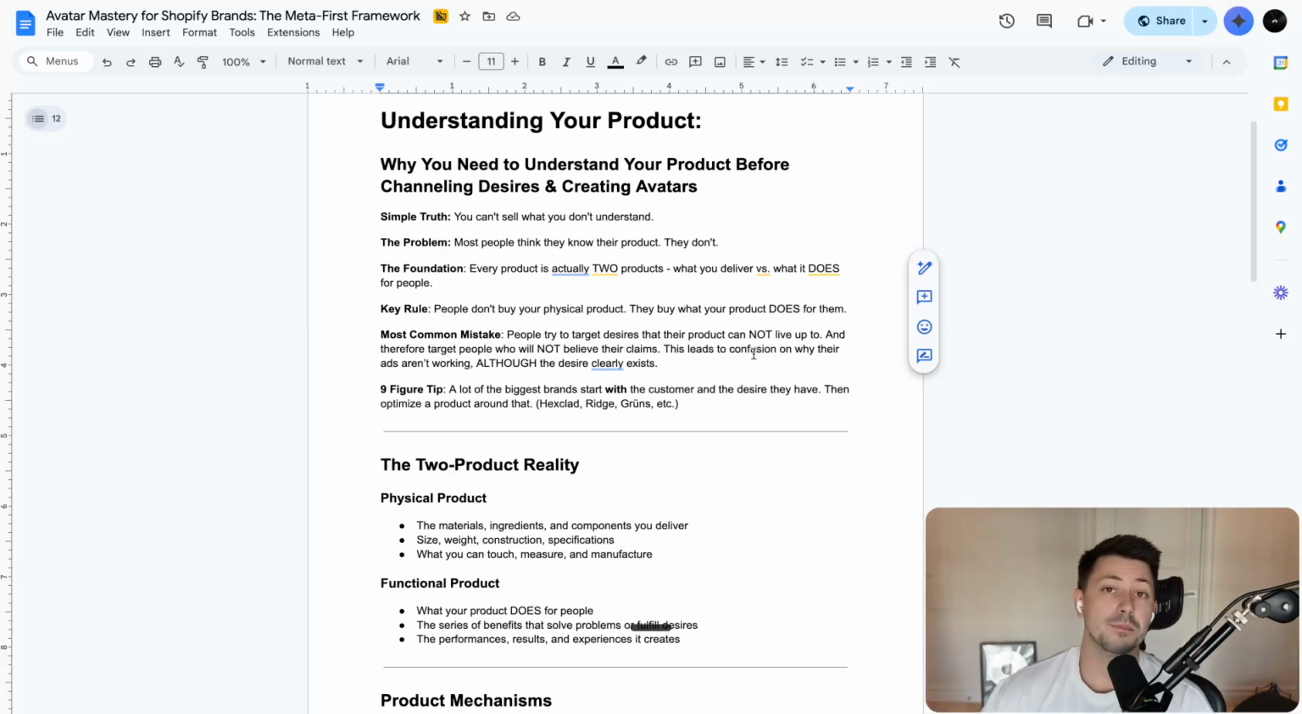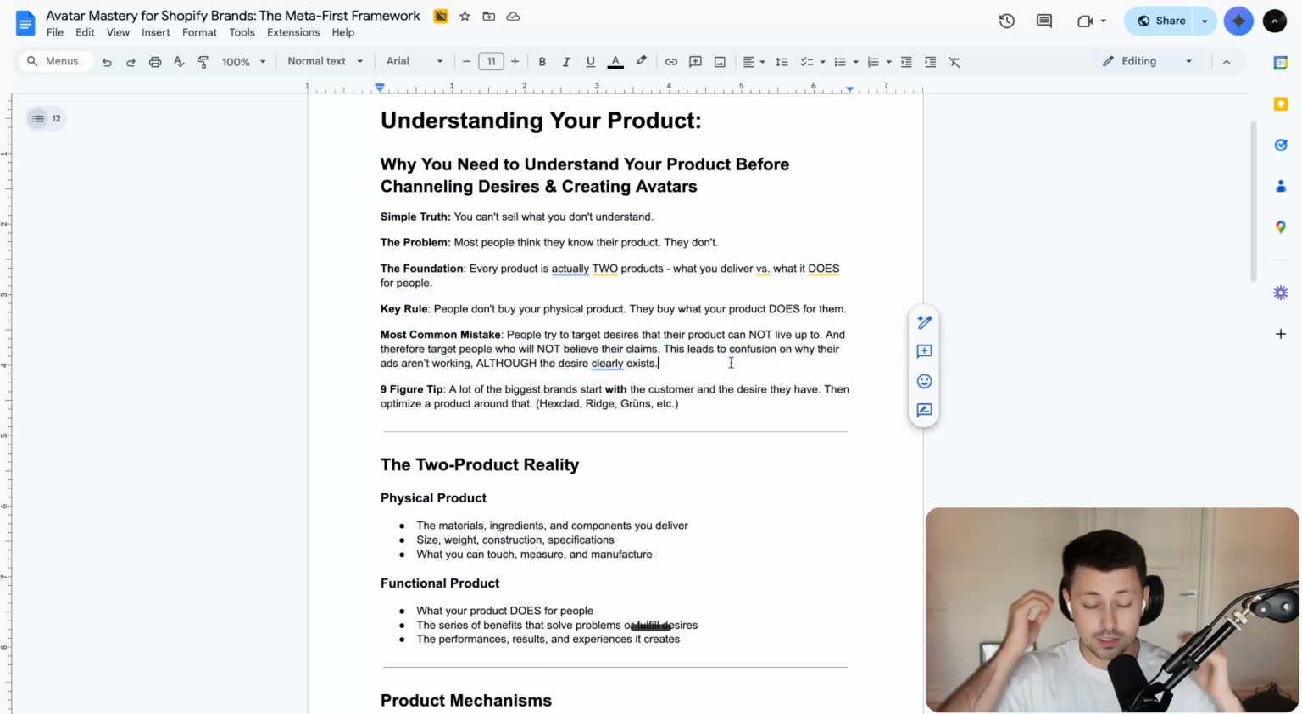Okay. And I know we're getting very basic here because there's probably 100,000, I don't even know, there's thousands of cup brands that say that their cups keep water cold. So it's not like we're treading new ground here, but we're going to circle this back around, I promise. But the most common mistake that we see, and this is very, very important for you guys to understand, is that people try to target desires that their product cannot live up to.